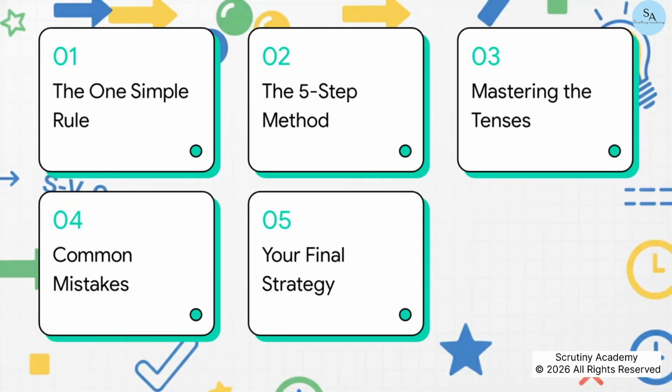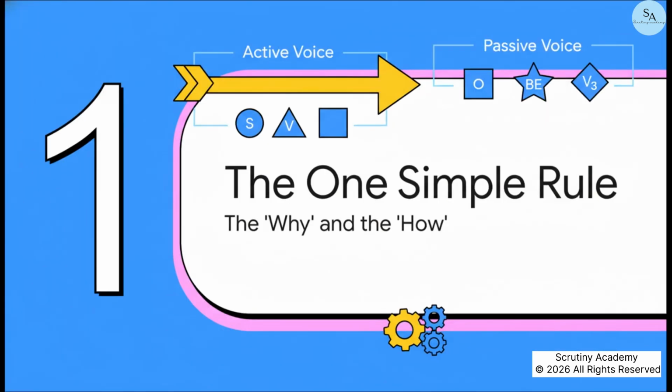So here's our game plan. We'll start with that one simple rule, then break it down into a 5-step method. We'll see how to use it with any tense, cover the common mistakes you need to avoid, and wrap it up with a final strategy to make you a topper. Let's do this. Okay, let's dive right in.